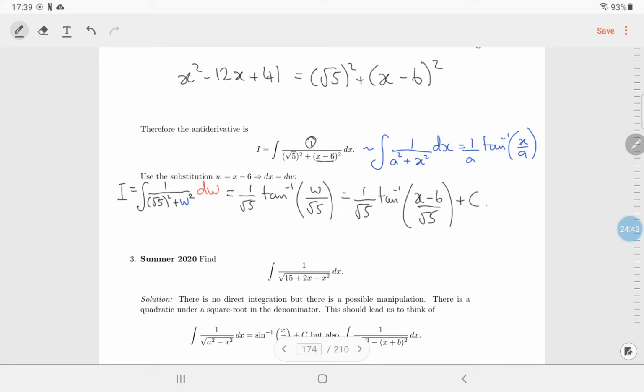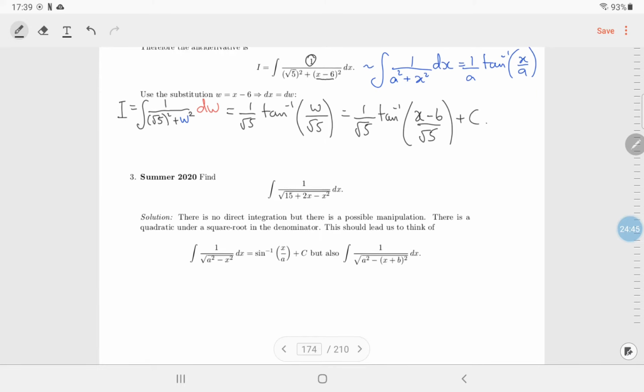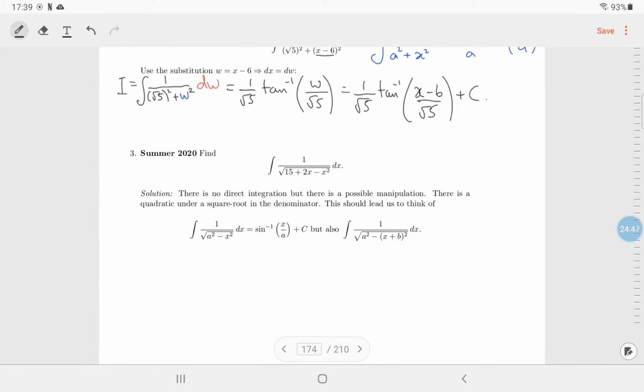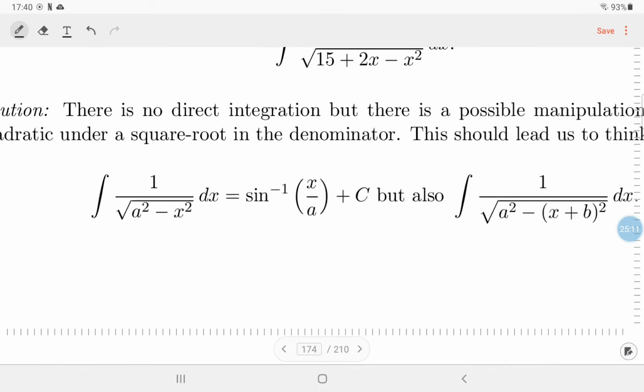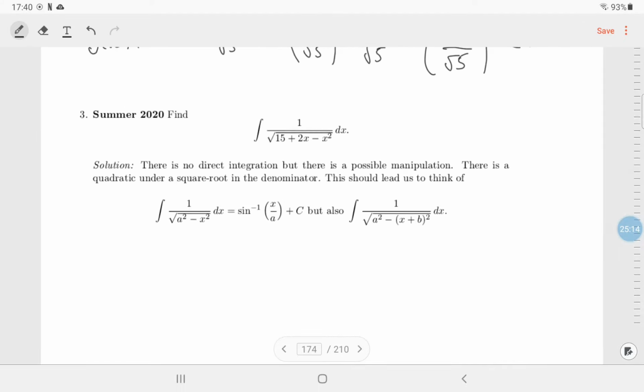Okay. And I think we're going to push on and do another example here. So here, there's no direct integration in the tables. There's a possible manipulation. If you try and do w is like 15 plus 2x minus x squared, you're going to lead into nonsense. You'll end up with w's and x's or u's and x's depending on how you do it. Now what we have here looks a little bit like an inverse sine, but as we said, it's a shifted one.